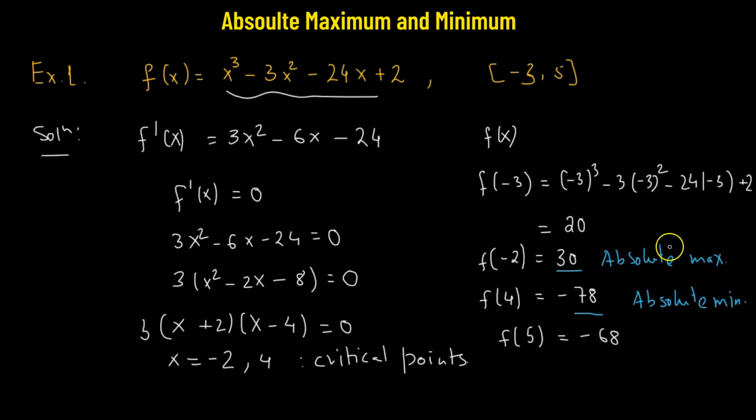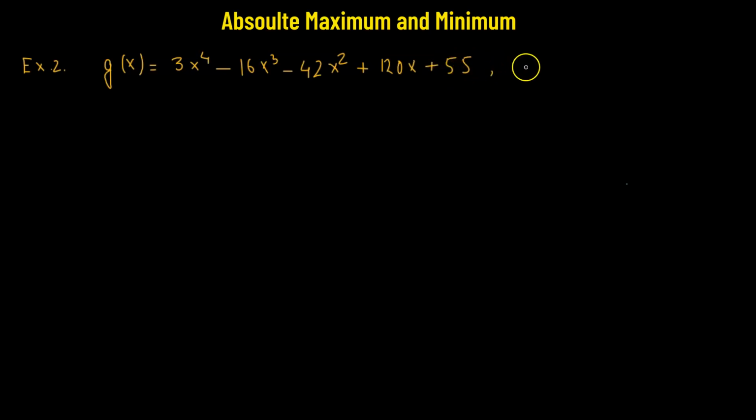Let's consider another problem. Let's say we have another polynomial function g of x, which is given by 3x raised to the power of 4 minus 16x cubed minus 42x squared plus 120x plus 55. And we need to find the absolute maximum and absolute minimum of this function on the interval -3 to 10. So this is an interval. So let's figure it out.